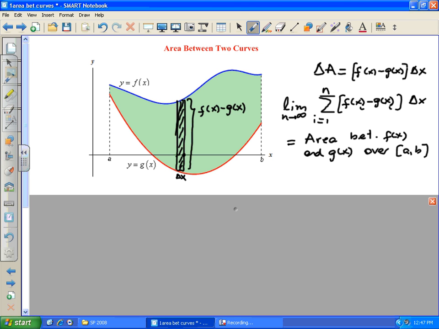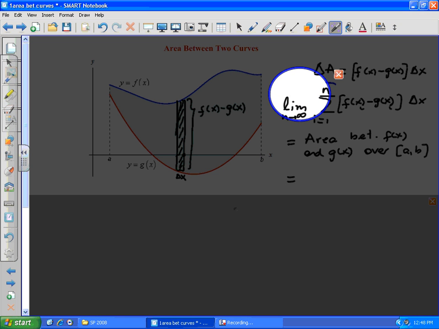Luckily, in Calc 1, we came up with a much simpler expression for this limit. The limit of a sum had a shortcut notation. Does anybody remember that? Actually, we did a lot of examples which were using Riemann sums, etc. But how do we simplify this sum, the limit of a sum? Does anybody remember that?